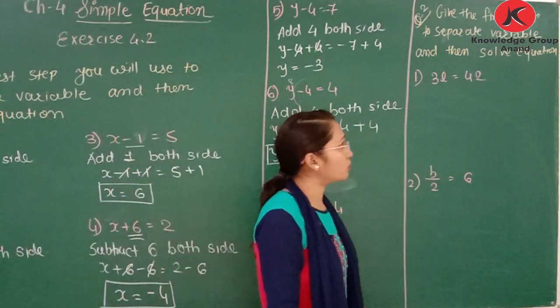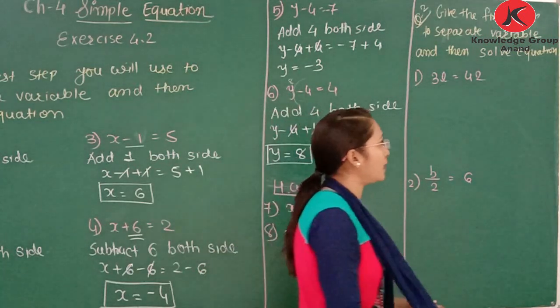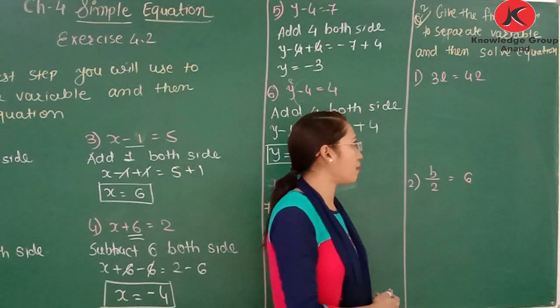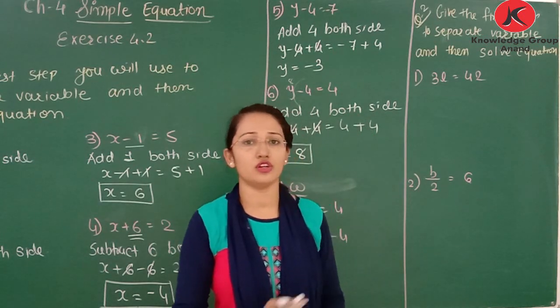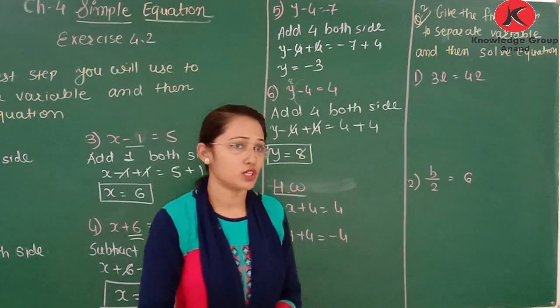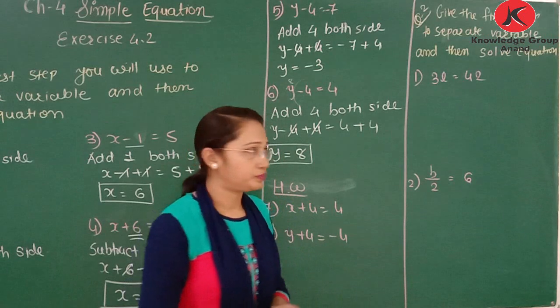Now question number 2. Give the first step to separate the variable and then solve the equation. This is the same as question number 1. But here the numbers are in multiplication. In the first example, numbers are in addition or subtraction, which means we are performing the inverse of addition and subtraction. Here the numbers are in multiplication and division.